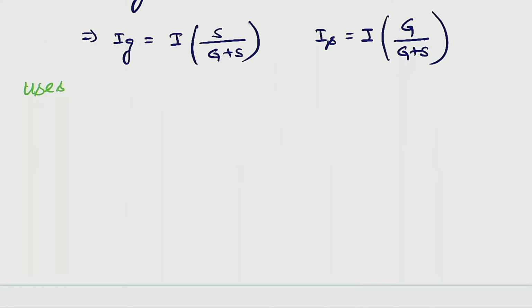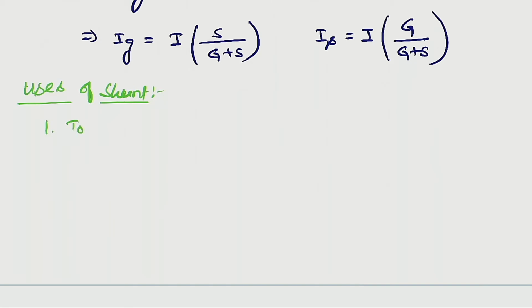Let's discuss the uses of a shunt. As we know, this shunt is connected in parallel to the galvanometer and is a low resistance, so it will protect the galvanometer from strong current.